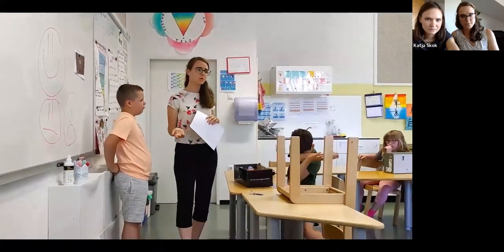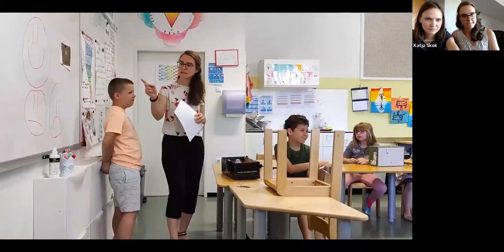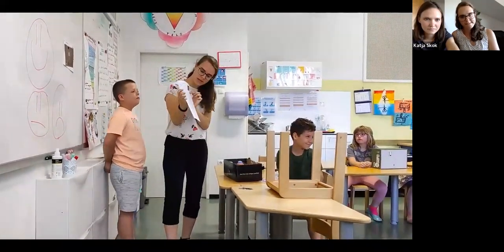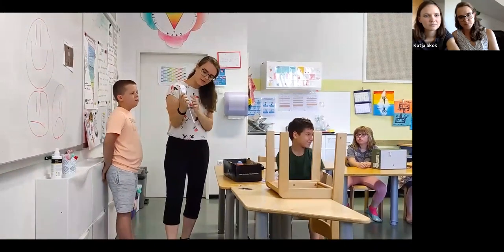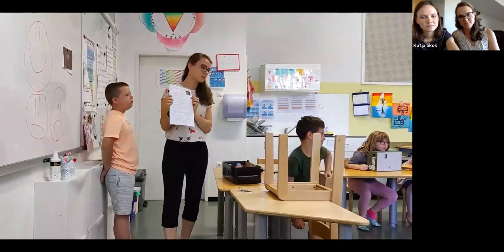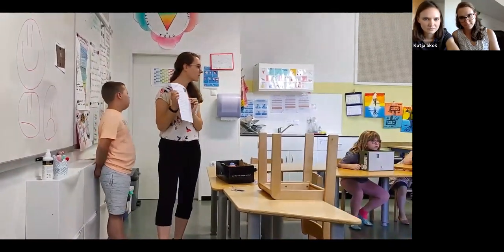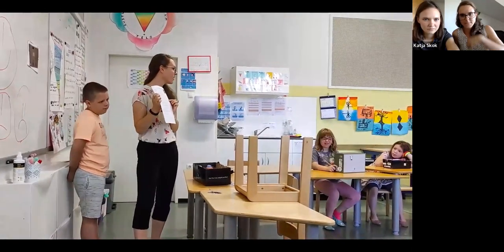Happy face meant I followed the criteria. The second one meant I partially followed the criteria. And the last one, the sad one, meant I did not follow the criteria. We used them to complete the evaluation table that each student got.